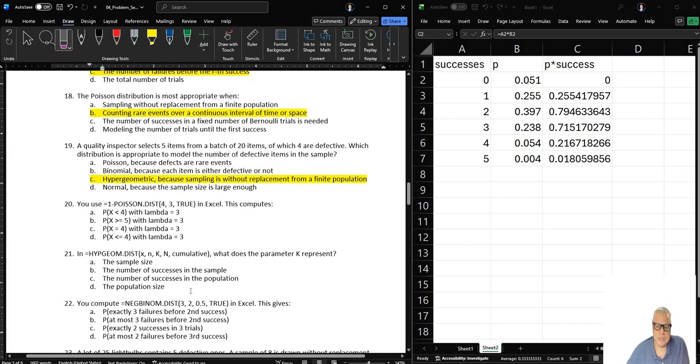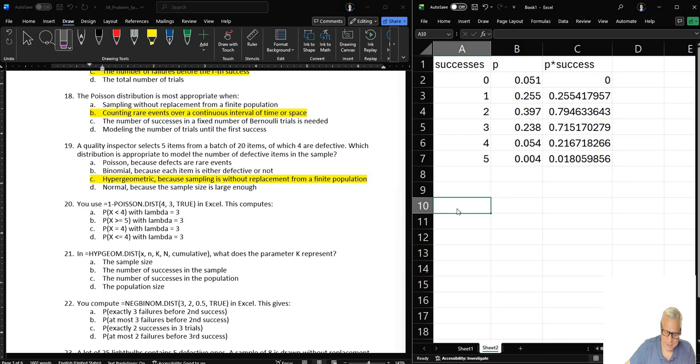You use 1 minus Poisson distribution for 3 in Excel. Okay, that's a good question. So this computes. Yeah. Okay, so that's B, right? So let's just write it down. So that's a good question.